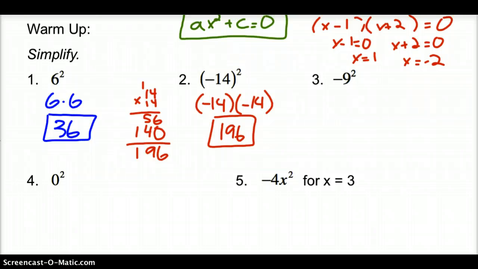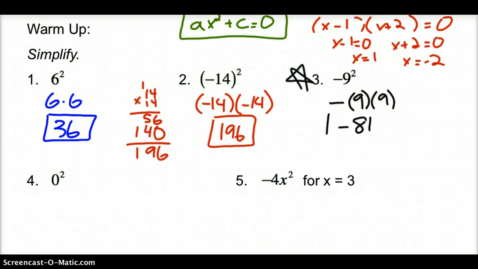Continuing on, for number 3, put a star next to number 3 in your notes. This one is a common error for a lot of students. This negative sign is not part of our base here. The negative sign is out front, and the 9 is the only thing being raised to the second power. So 9 times 9 is 81, and we have a negative 1 being multiplied by that. So negative 81 is our final answer.